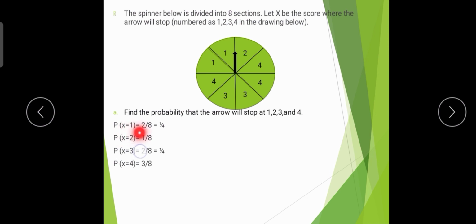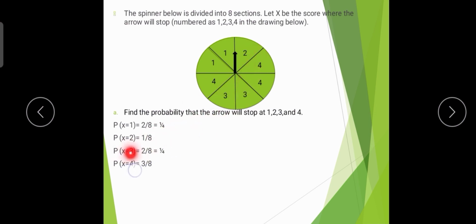If X is equals to 1, yung possible na magtatama siya sa 1. So, ilan ba yung 1 natin dito? So, 1 and 2. So, meron dito na 8 sections. So, probability of x equals to 1 is 2 over 8. So, itong 2 over 8 na ito is pwede siyang masimplified is equals to 1 over 4. Ganun din sa probability of x is equals to 2. So, ilan ba yung 2 natin dito? Isa lang. So, 1 over 8 lang siya.